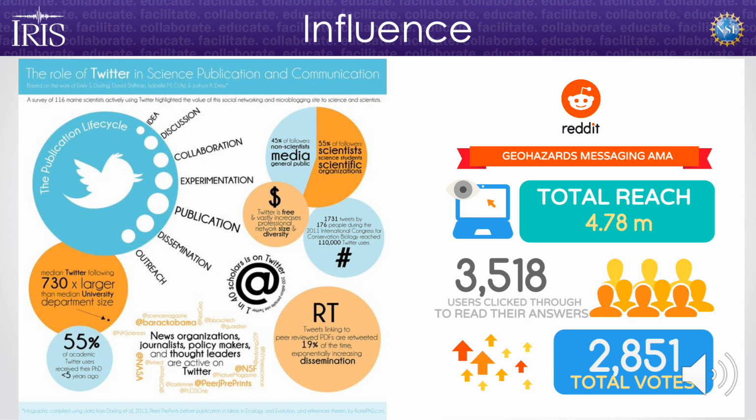Also, if you're looking to do outreach or for your broader impacts, social media can be a really good way to reach a lot of people. A few years ago, IRIS, UNAVCO, the USGS, and the Southern California Earthquake Center came together to do an AMA, or an Ask Me Anything, on Reddit, where we set aside time and said, come and ask us anything. People put up questions, and we put up answers in real time. We spent about 4 to 5 hours answering questions, and we reached almost 5 million people. So in terms of cost benefit, it's a really good way to spend your time and reach a lot of people.